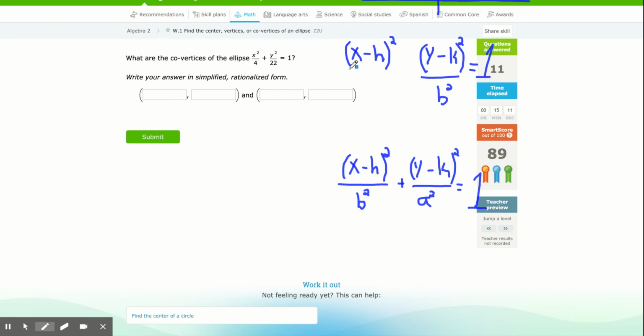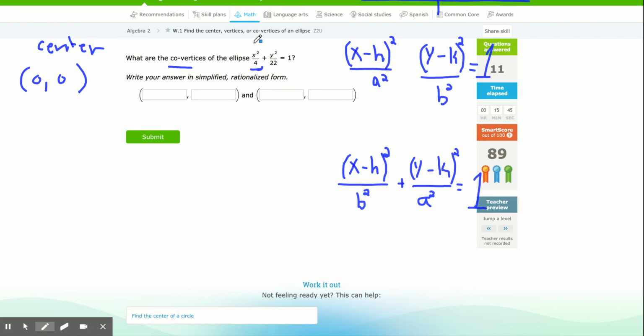The first thing I want to emphasize with the co-vertices is the co-vertices are going to be the square root of the smaller number added and subtracted from the center. So the very first thing you're going to do is you're going to write off on one side what the center is. So the center is (0, 0) for this one. There's no shift in the ellipse.